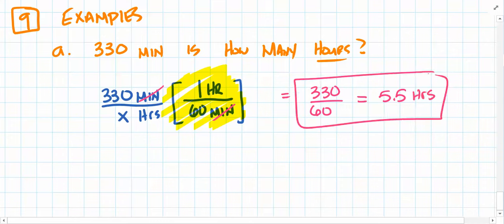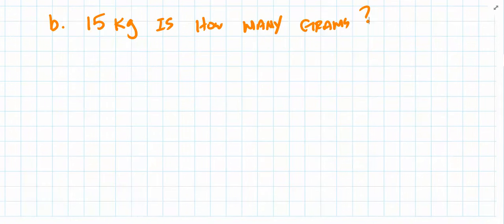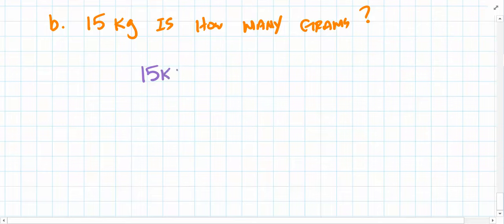Okay, here's another example. I have 15 kilograms is worth how many grams? Okay, let's start by writing what we know. I know I have 15 kilograms. So I need a conversion factor, and I need kilograms to cancel out on the bottom. So what do I know?